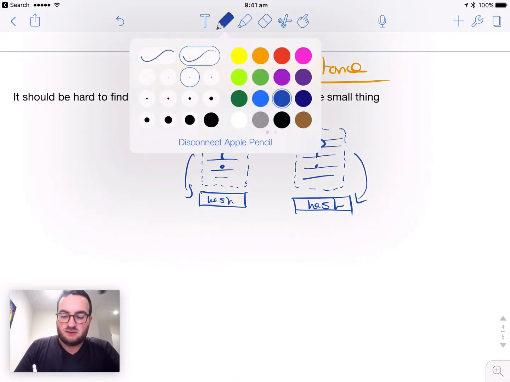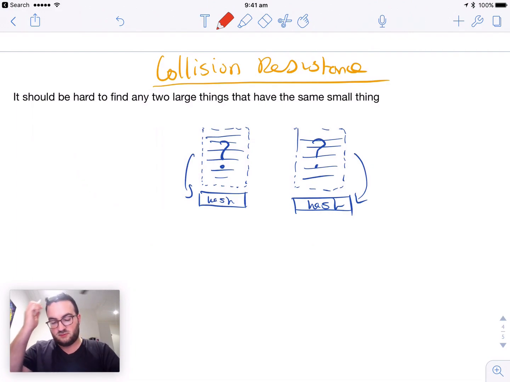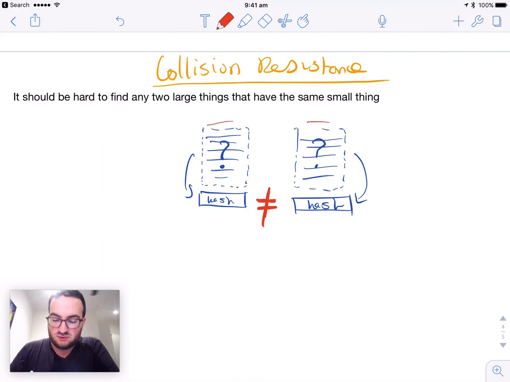It should be really difficult, is what the collision resistance property says, that these should not be equal. It's not quite possible that these will never be equal, like that's going to happen, but it should be really hard to find two things with the same small thing. To find two messages, any two random messages, that when you hash them have the same hash. And that's about collision resistance. Here it says it up here, should be hard to find any two large things that have the same small thing.